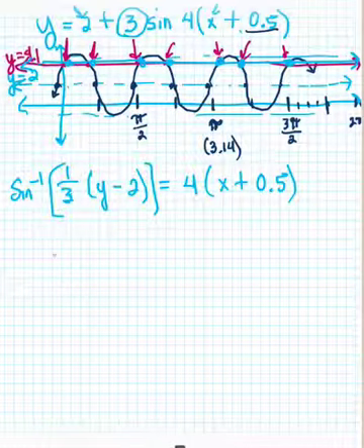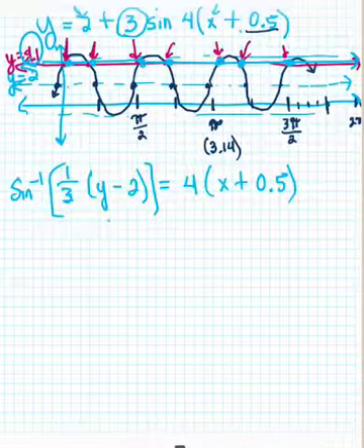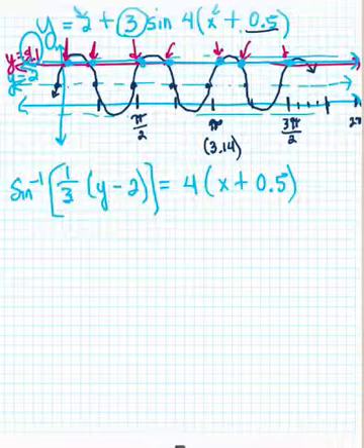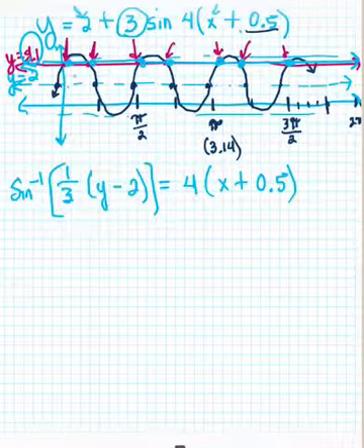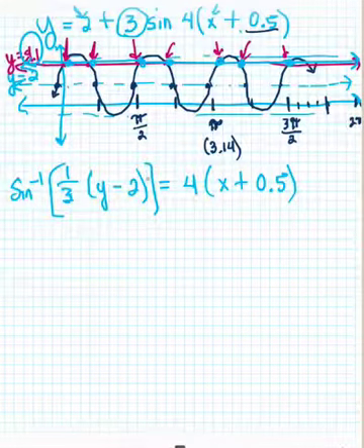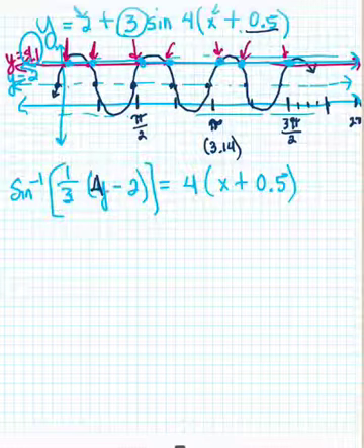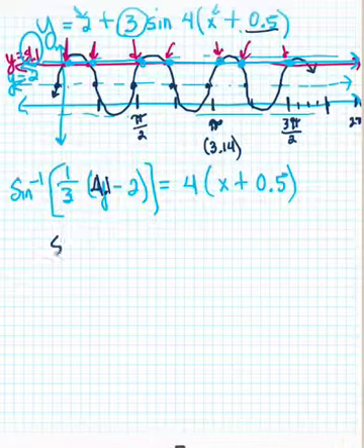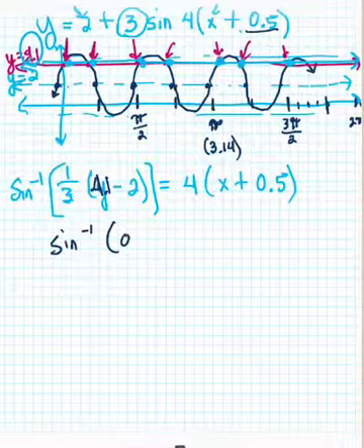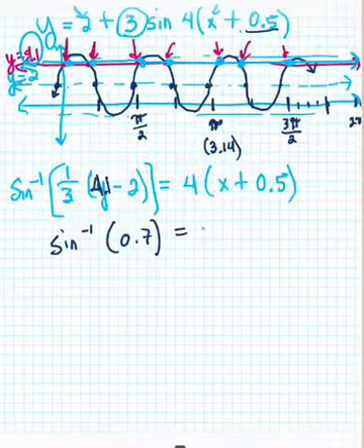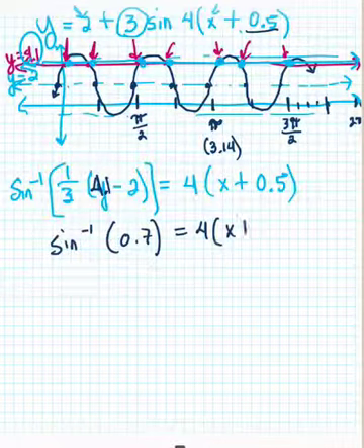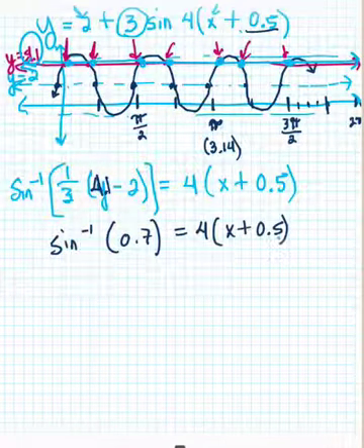Now remember we're going to let y equal 4.1. So let's put 4.1 in there for y. 4.1 minus 2, I get 2.1. Then 1/3 of 2.1, divide that by 3 and I get 0.7. So replacing this y with 4.1, I get the sine inverse of 0.7 equals 4 times x plus 0.5. So let's take the sine inverse of 0.7.